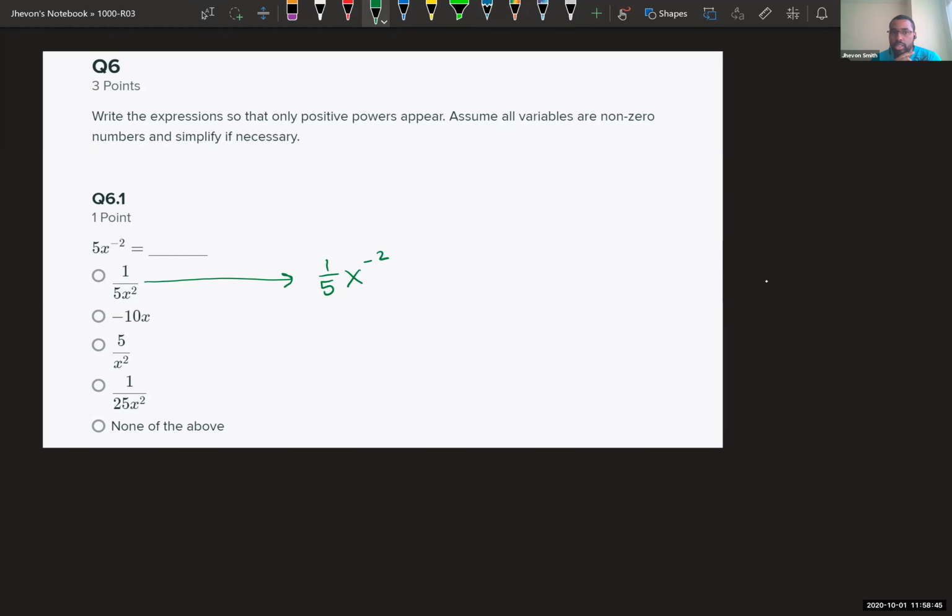Well, the parentheses around the 5 and x would actually not give you that. If I had the parentheses around the 5 and the x, like (5x) to the minus 2, which one would that be? The last option. It would actually be the last option.